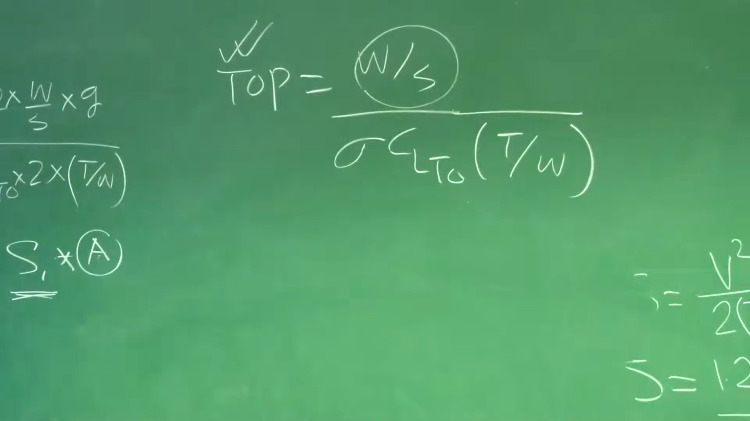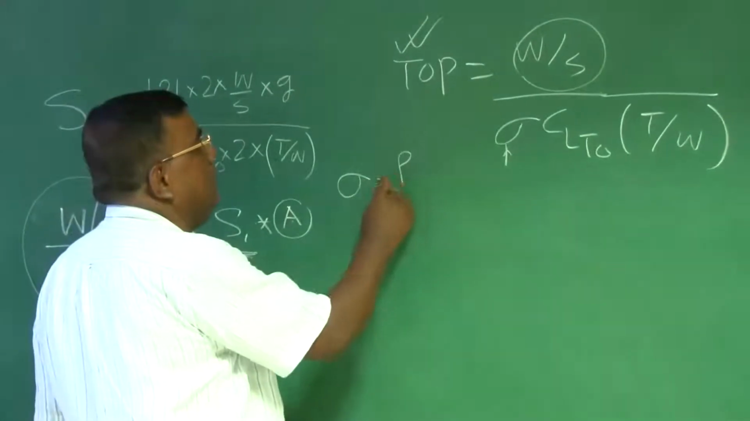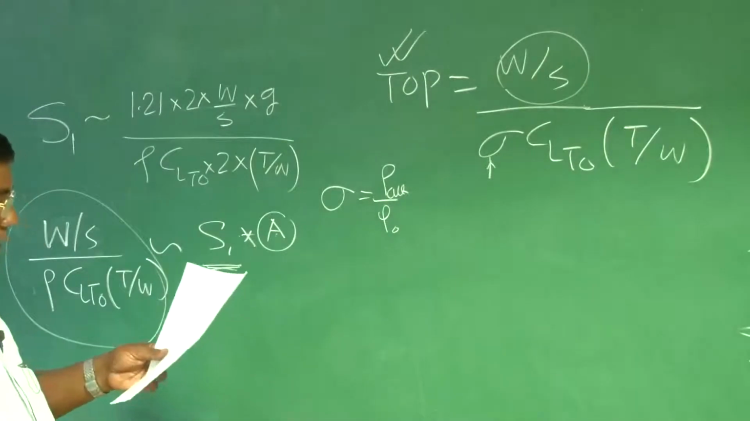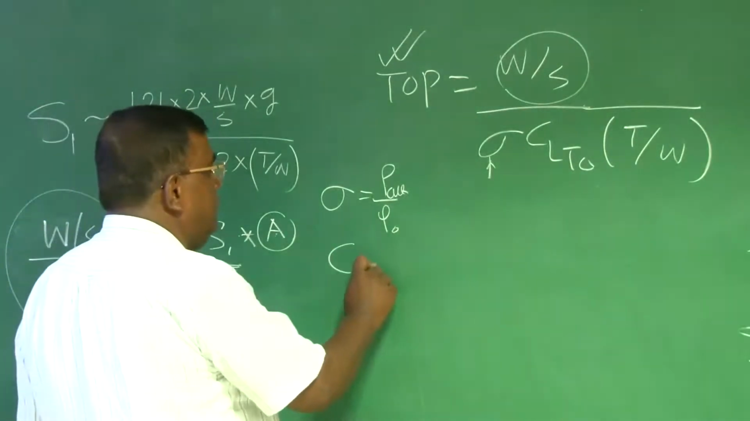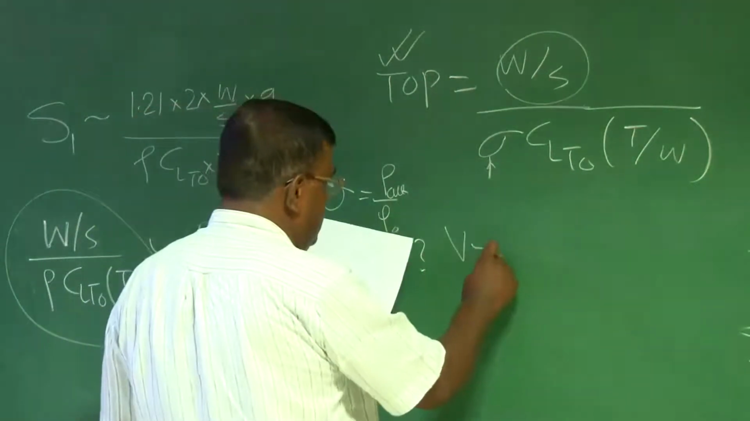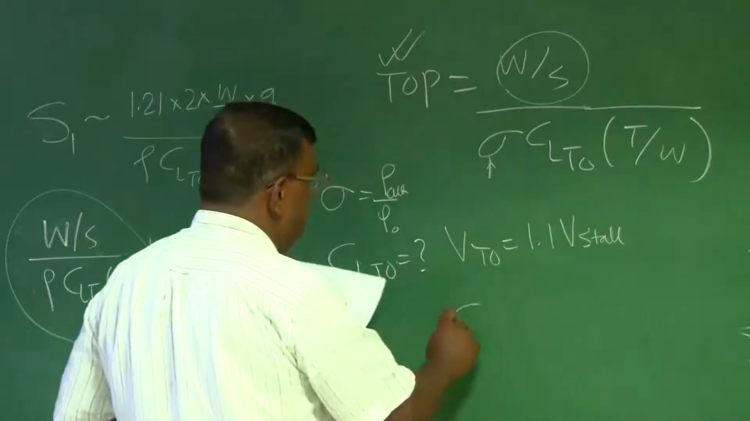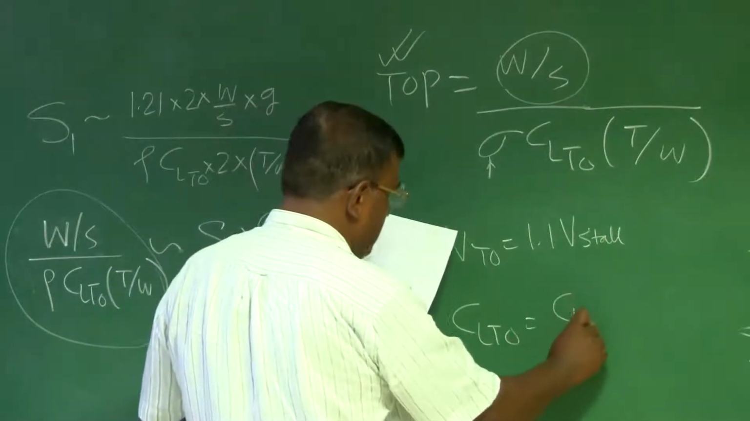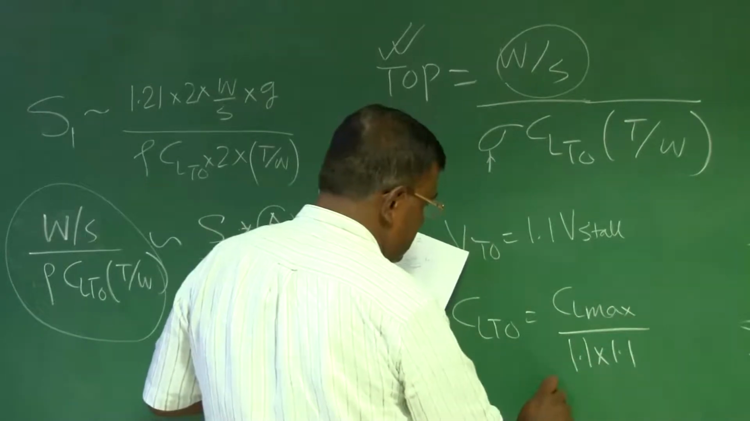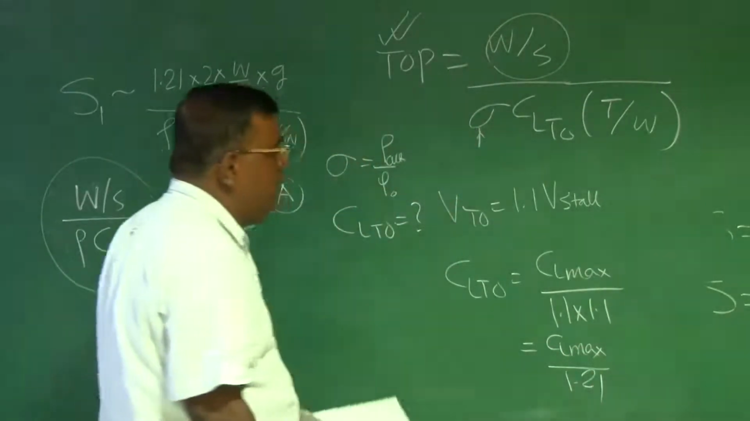For takeoff, sigma is my control because depending upon what altitude I am taking off, I know the density at that altitude and I know the density at sea level. So this is in my hand. Yes, the question comes, what is CL takeoff? And we'll now answer this since we know V takeoff is equal to 1.1 times V stall. Right? So CL takeoff automatically becomes CL max by 1.1 into 1.1. So this is equal to CL max by 1.21. So CL takeoff is also known.